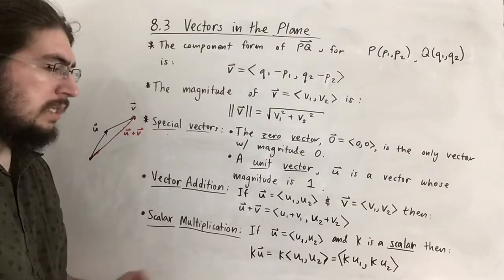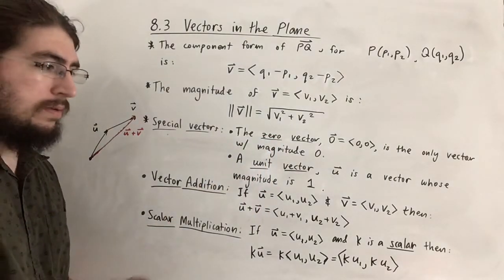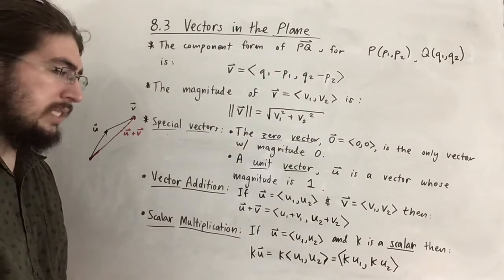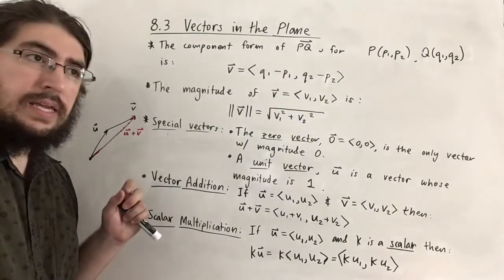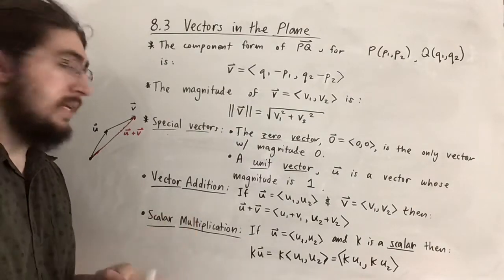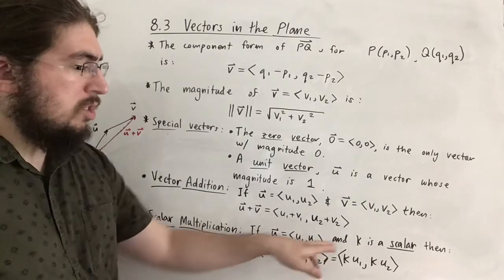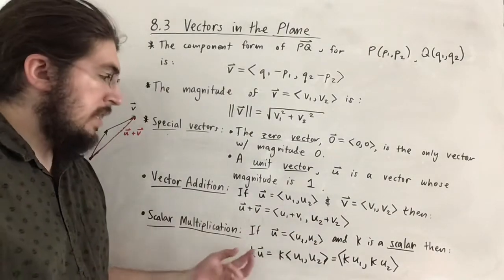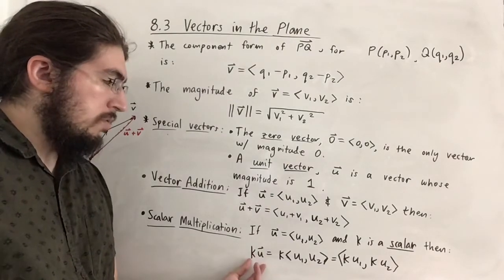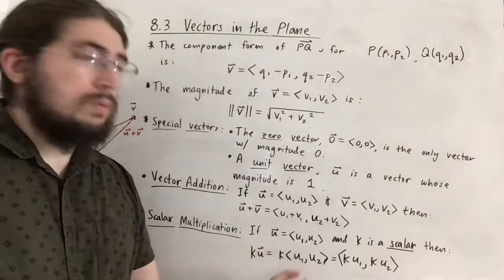Scalar multiplication is a little different. Basically, this is stretching out a vector by a certain value, a certain scale, you can say. And notice that the direction will not be affected, only the magnitude. So here we say if u is the vector u1, comma u2, and k is a scalar, meaning just a number, not a vector, then k times u, the scalar k times the vector u, is just multiplying each component by k.